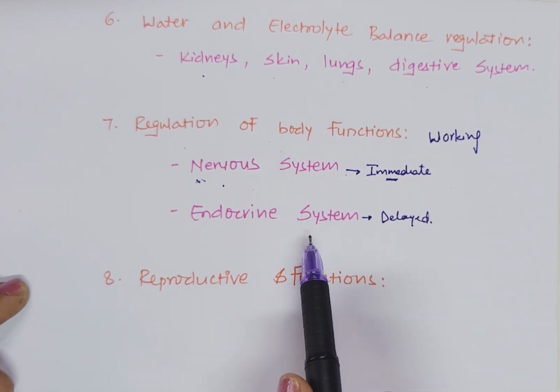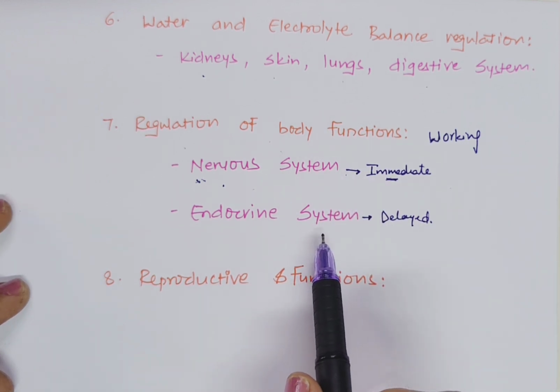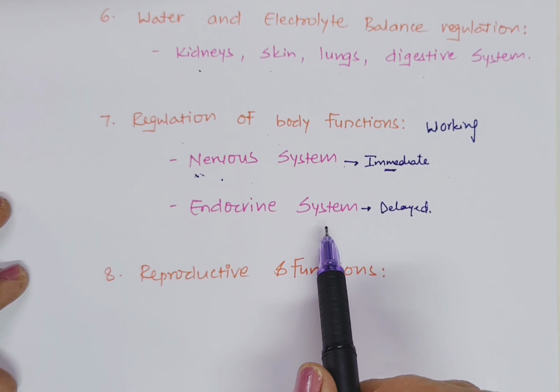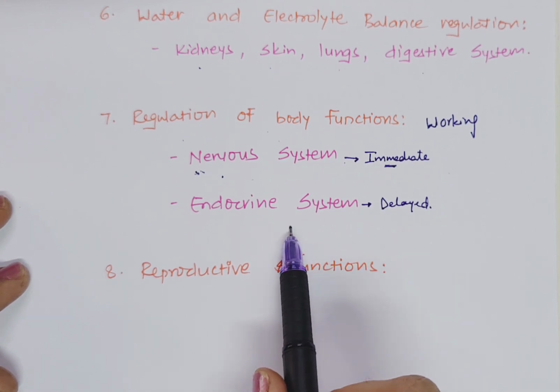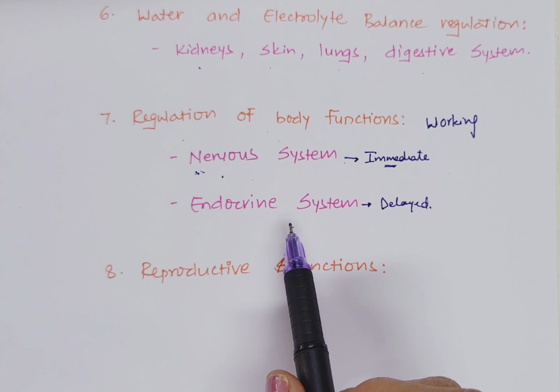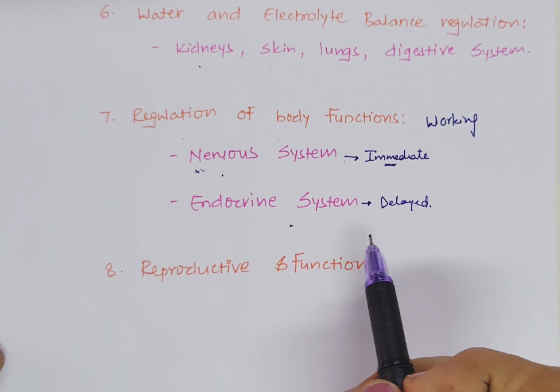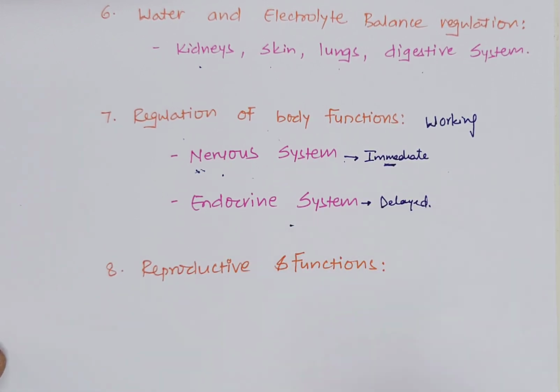Endocrine regulation is delayed. For example, suppose you have increased growth hormone, you will not find an increase in height immediately, so it takes a few days. So this is endocrine, a delayed response. Okay, so the nervous system is also somatic and autonomic. We will discuss in detail in our subsequent lectures.